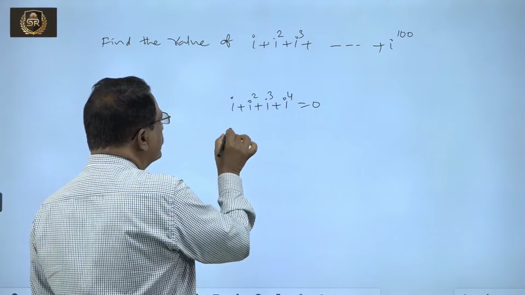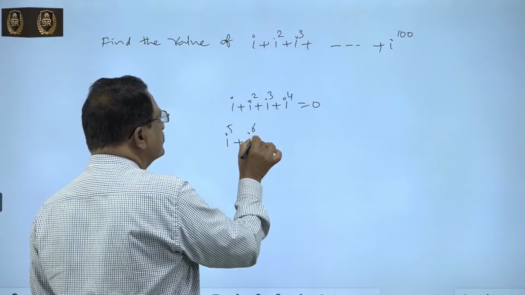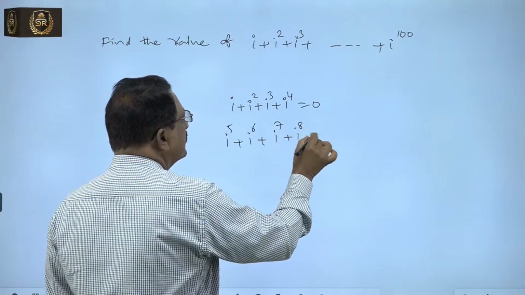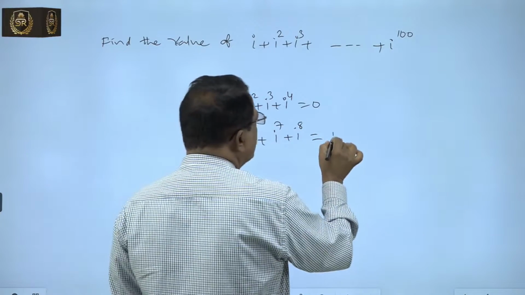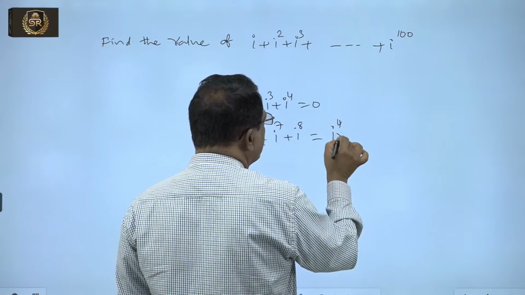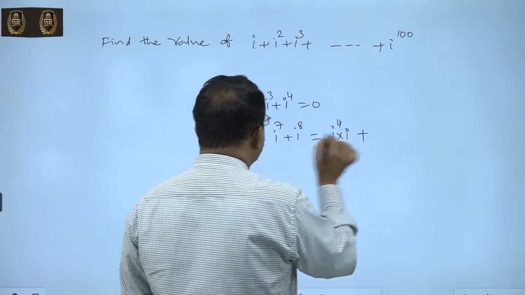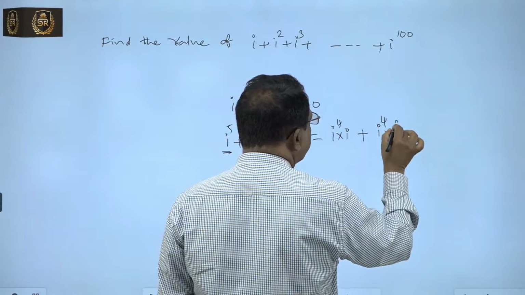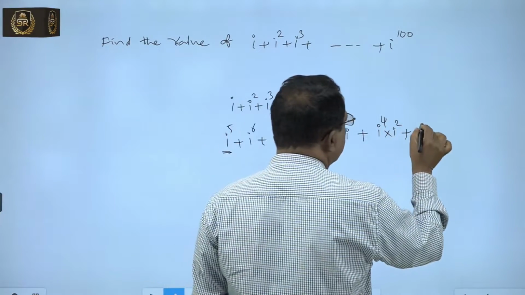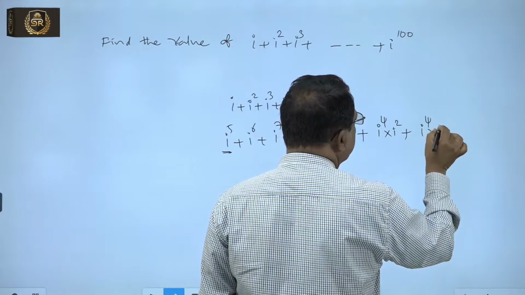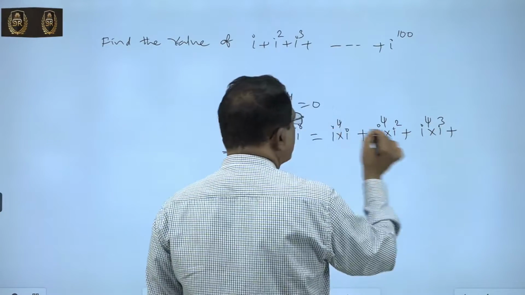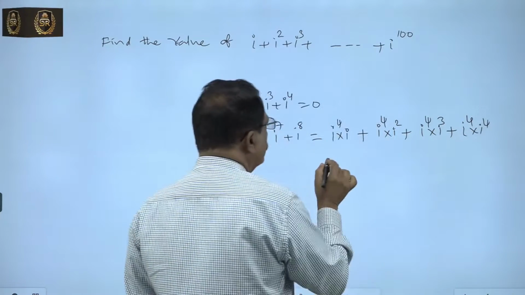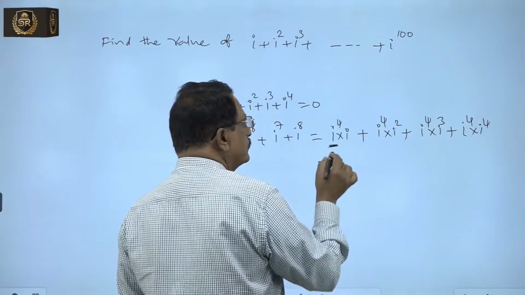Similarly, i to the power of 5 plus i to the power of 6 plus i to the power of 7 plus i to the power of 8. Here i to the power of 5 can be written as i to the power of 4 into i, plus i to the power of 6 equals i to the power of 4 into i square, plus i to the power of 7 equals i to the power of 4 into i cube, plus i to the power of 8 can be written as i to the power of 4 into i to the power of 4. Now, i to the power of 4 equals 1.